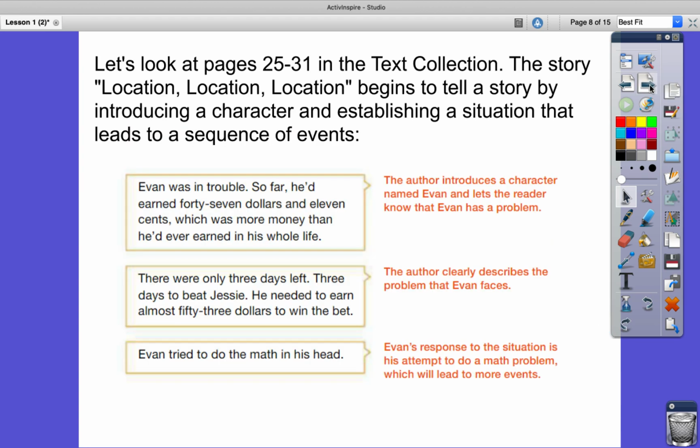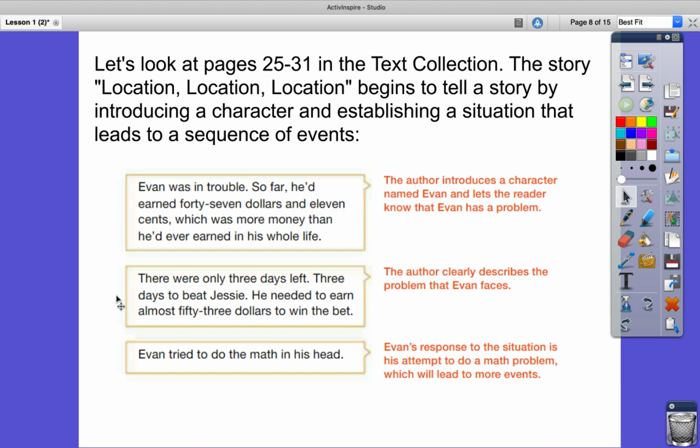Let's look at pages 25 to 31 in the text collection. The story Location, Location, Location begins to tell a story by introducing a character and establishing a situation that leads to a sequence of events. This first box here: Evan was in trouble. So far, he'd earned $47.11, which was more money than he'd ever earned in his whole life. So the author introduces a character named Evan and lets the reader know that Evan has a problem.